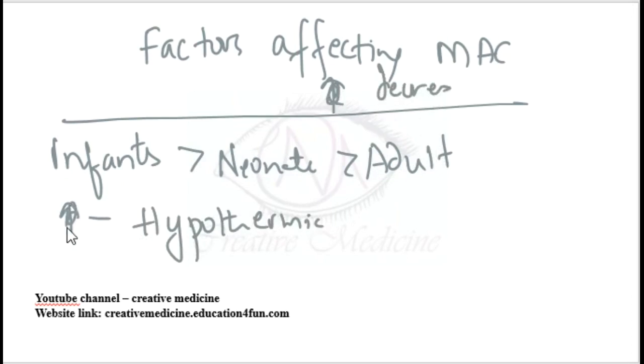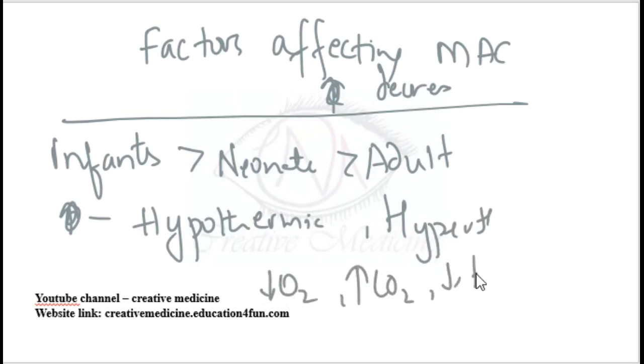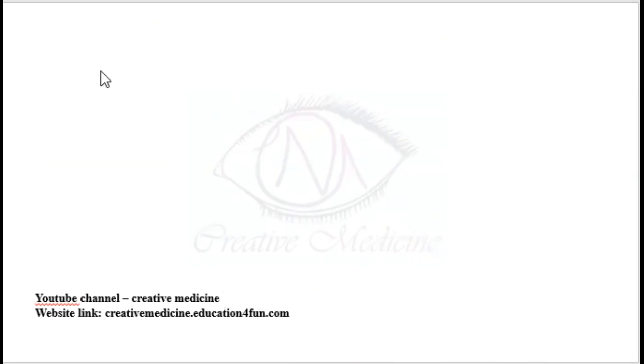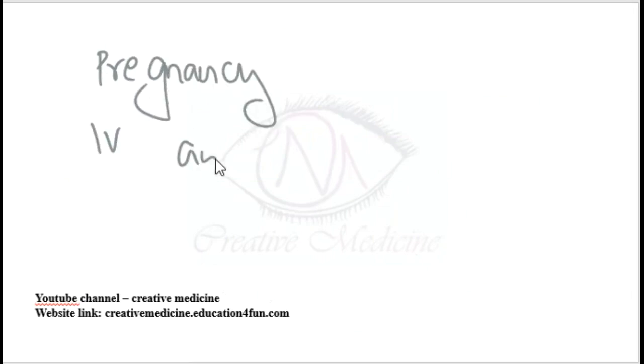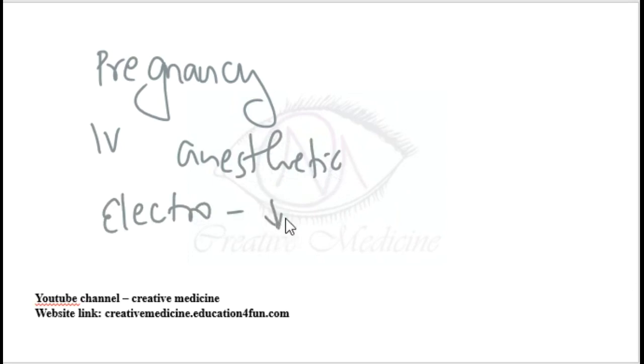Severe anemia, severe hypoxia, and severe hypercarbia will decrease the minimum alveolar concentration. Acute alcohol intake or acute drug abuse will decrease it. Pregnancy, IV anesthetics, or local anesthetics except cocaine will decrease it. Electrolyte imbalances like hyponatremia, hypercalcemia, and hypermagnesemia will also decrease the minimum alveolar concentration.